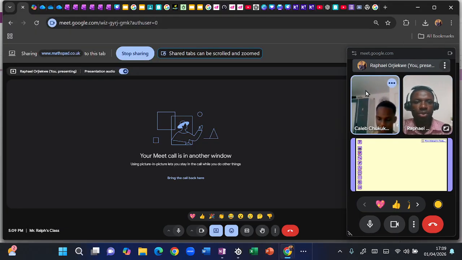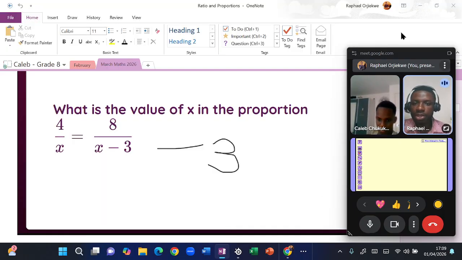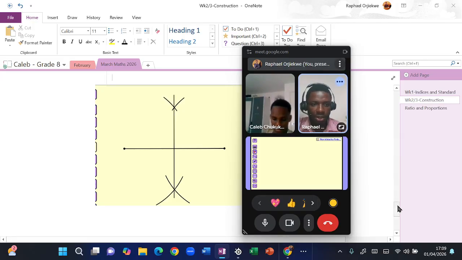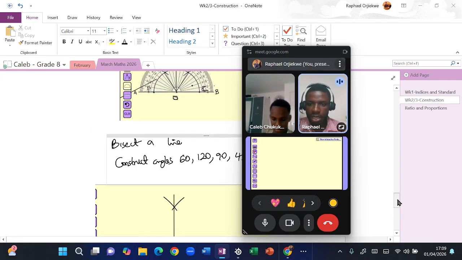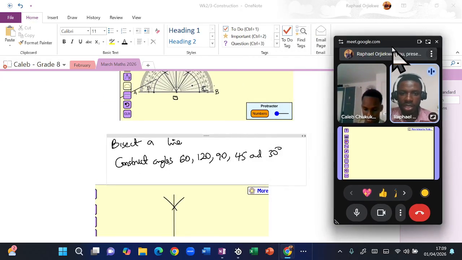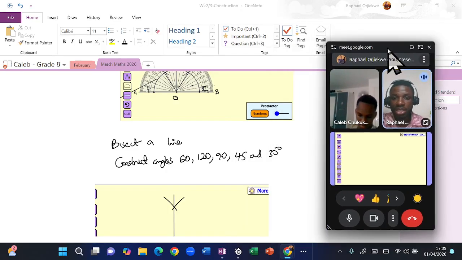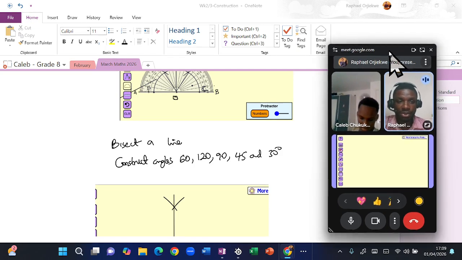All right, so today we are constructing, let me just show you, let me just open your OneNote. We are constructing angles 60, 120, 90, 45, and 30, and we'll not end there. We'll further construct angle 150 and angle 105. So that's going to make it a total of 7 angles.